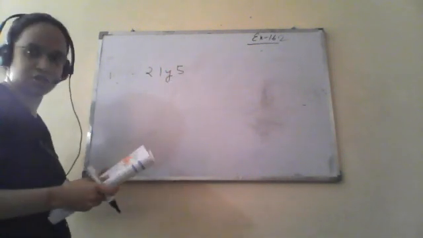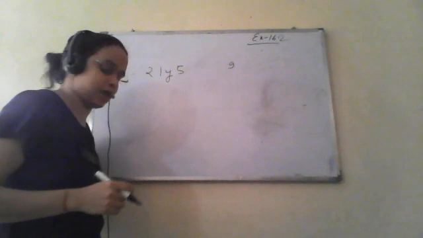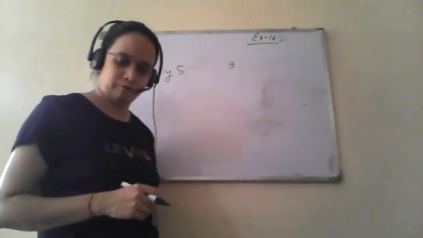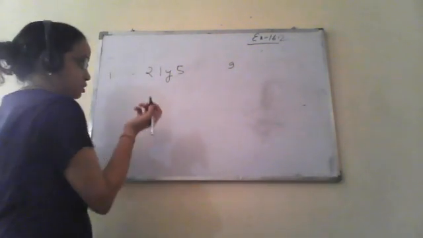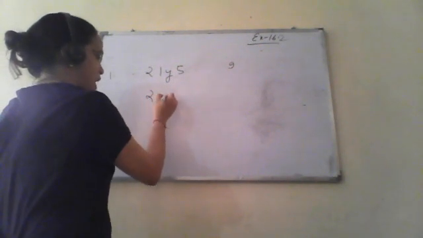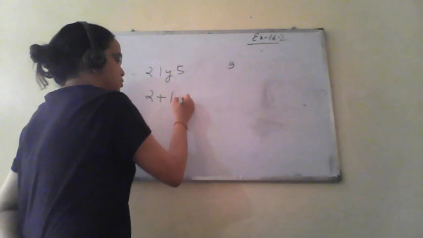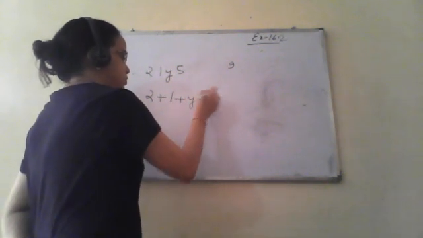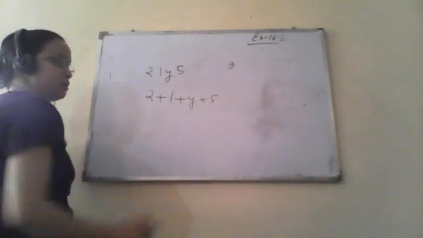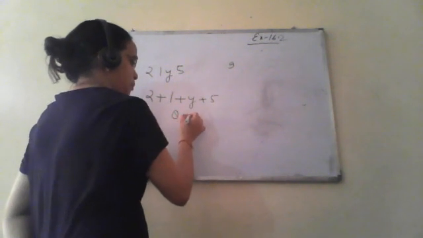So this is a 4-digit number and it is a multiple of 9. It is given, it is a multiple of 9. So we have to find the value of y. It is very simple. We have to calculate the sum of digits. It is 2 plus 1 plus y plus 5. 2 plus 1 is 3, and 3 plus 5 is 8. We have 8 plus y.